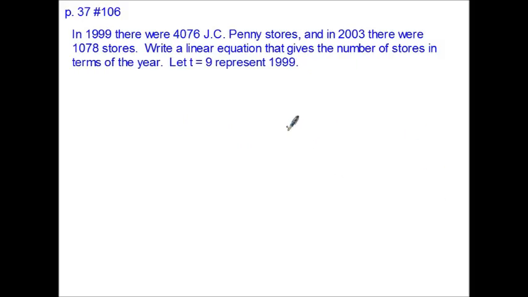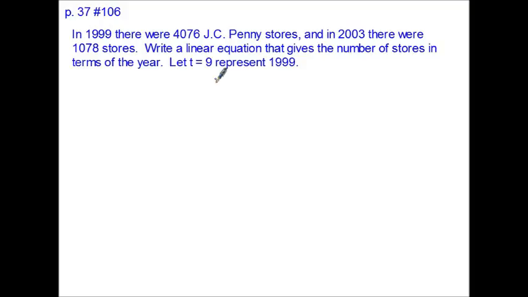Now on page 37 we see problem 106, if we're looking at a book, and I'm sure most of you aren't. Anyway, in 1997 there were 4,076 J.C. Penney's, and in 2003 there were 1,078. Now we want a linear equation for the number of stores in terms of the year, using t equals 9 for 1999.